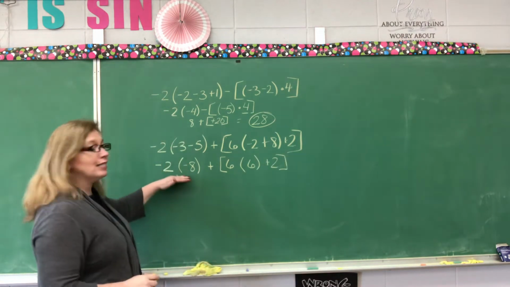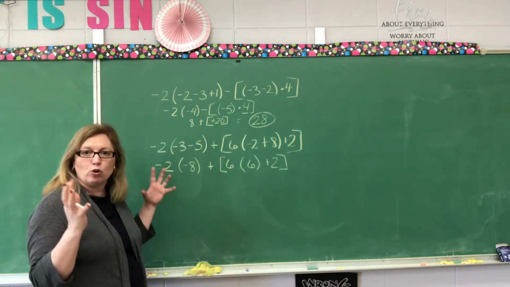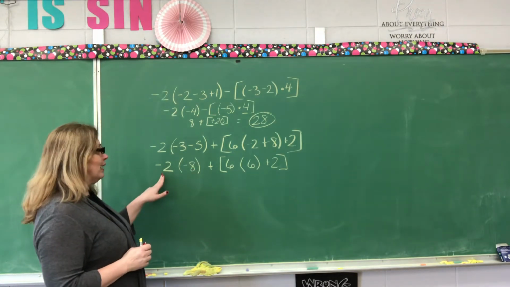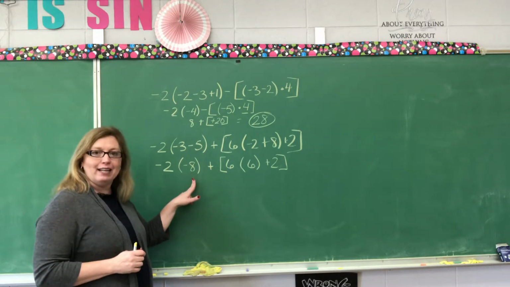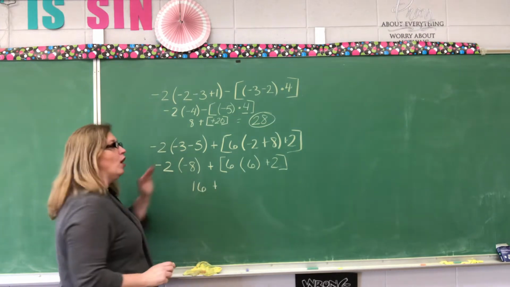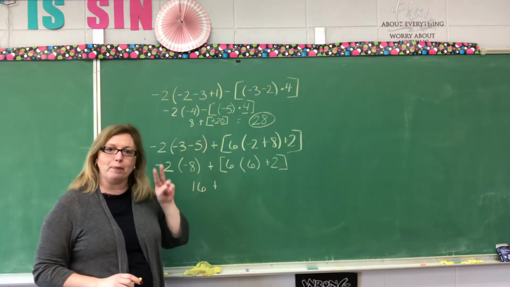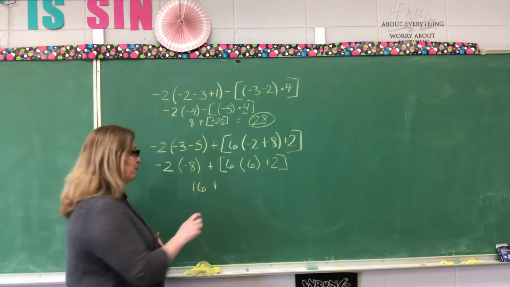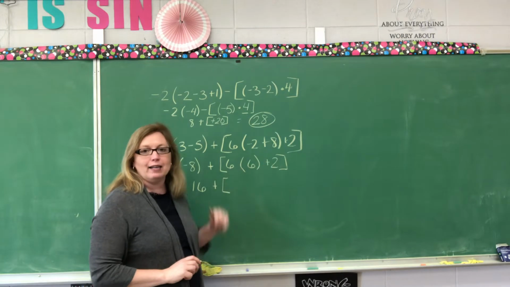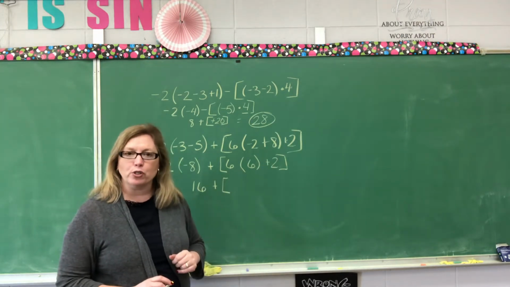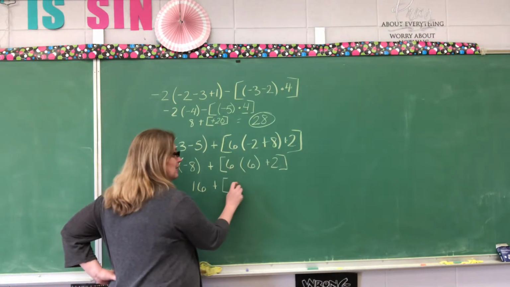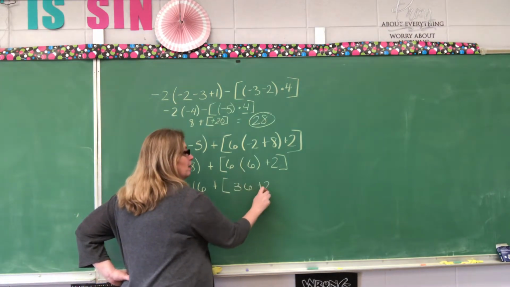Now, on this side, I have no parentheses that are grouping parentheses. This is just grouping the sign, right? So I have a -2 times a -8. What is that? +16. Now, on this side, I have two operations inside my bracket. I need to multiply and I need to add. Which one do I do first? You multiply and divide before you add or subtract. So 6 times 6 is 36, and then we got the 2.